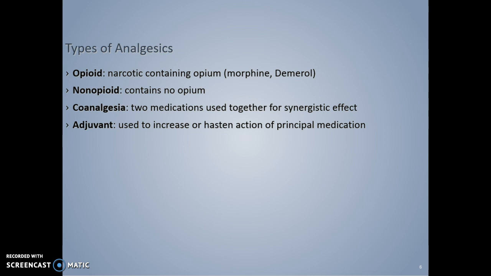There are different types of analgesics. So we have opioid, which is a narcotic containing opium. So for example, morphine. There's non-opioid, which does not contain opium. And there's co-analgesia, which is two medications used together for synergistic effects. So co meaning two. And adjuvant, used to increase or hasten action of principal medication. So it's used with another.